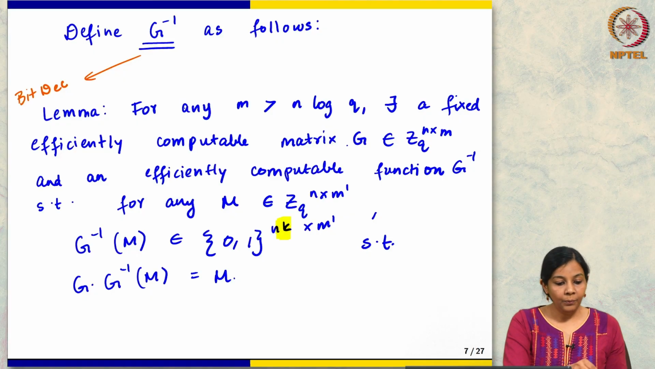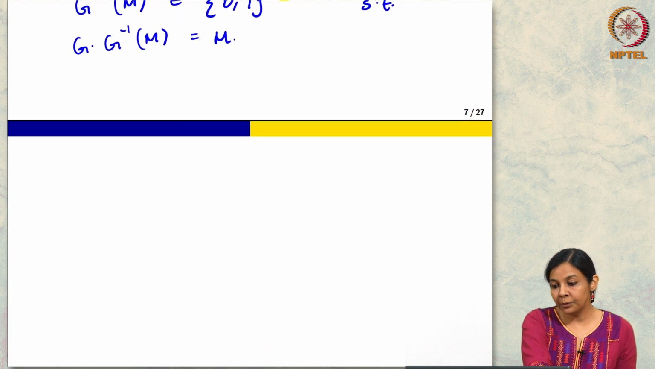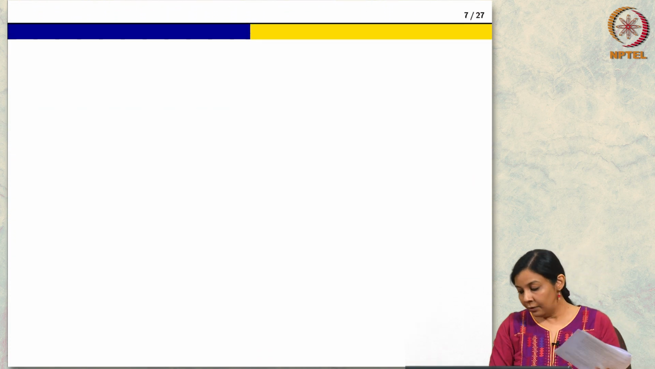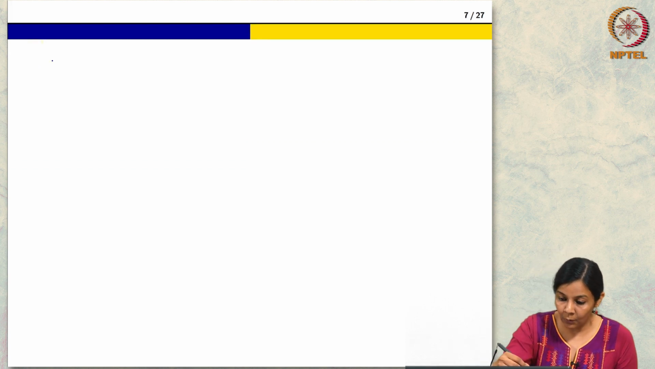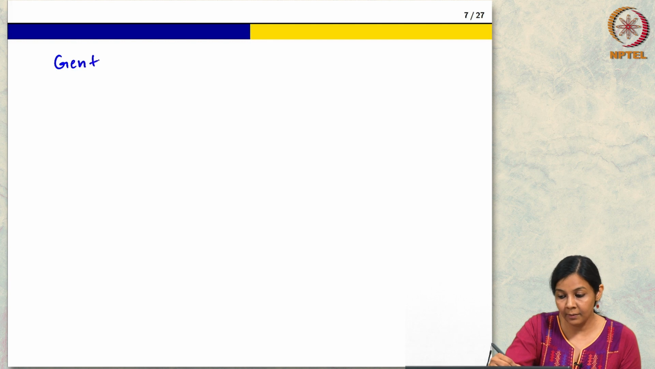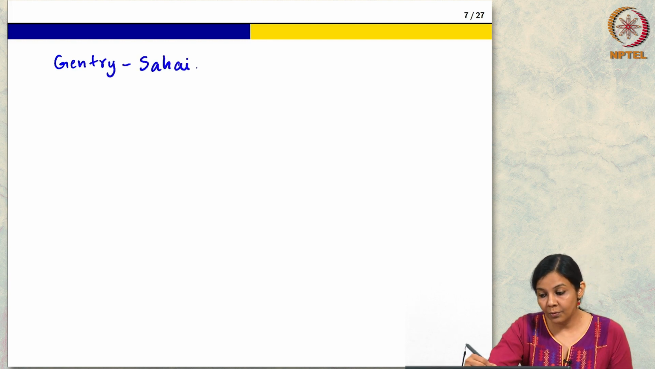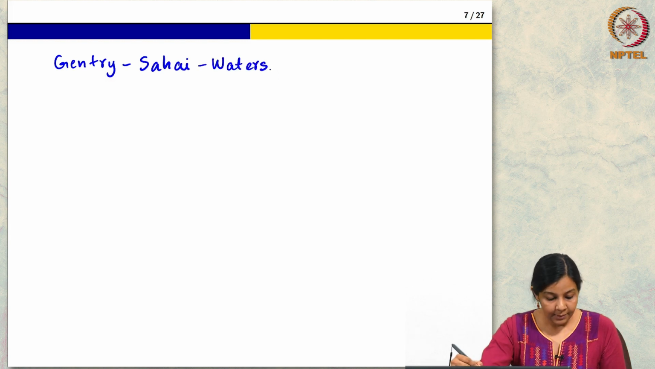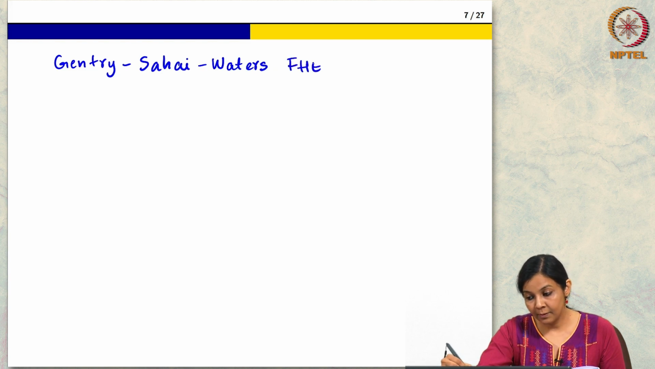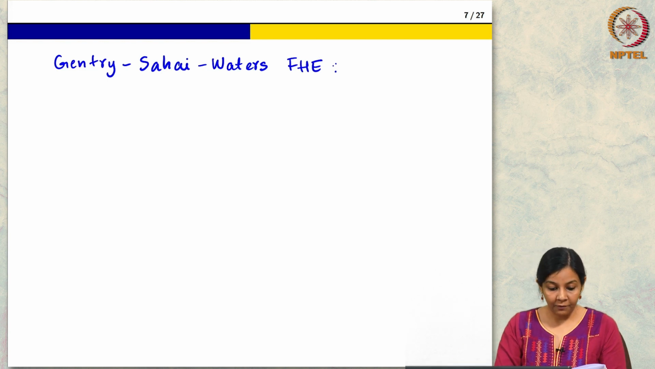Okay. So, there are by now several fully homomorphic encryption schemes. The one that I will show you is the cleanest one of them all, not necessarily the most efficient one, but very easy to understand. This is by Gentry, Sahai, Waters. It is called the GSW FHE.